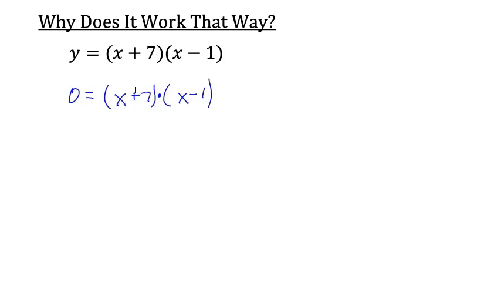Well, if the first binomial is equal to 0, then x plus 7 must equal 0, because we're saying this whole piece must be 0. So if we subtract 7 on both sides, we get x equals negative 7 as a solution to this equation.